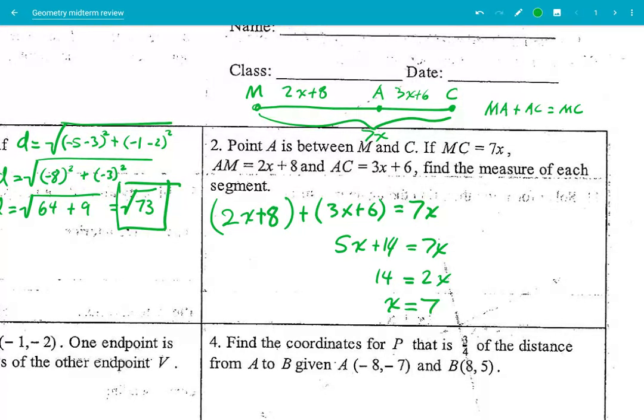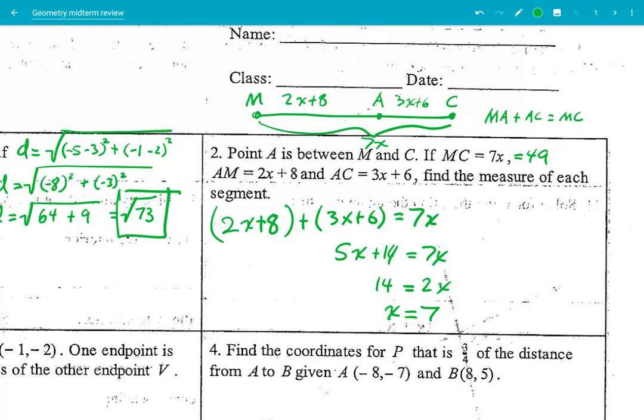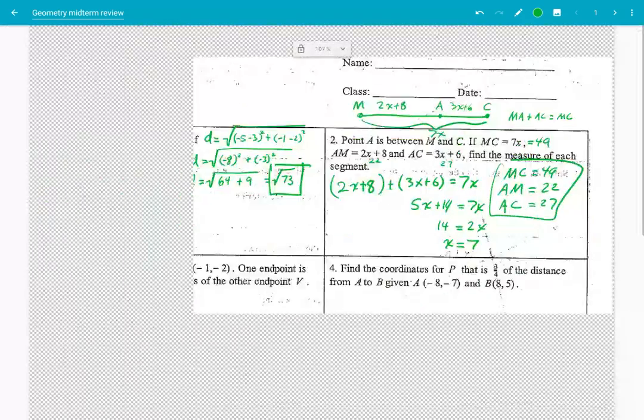So if x is 7, then MC is 7 times 7, which is 49. AM is 2 times 7 plus 8. 14 plus 8 is 22. And then 3 times 7 is 21, plus 6 is 27. So MC is 49, AM is 22, and AC is 27. There are the segment lengths.